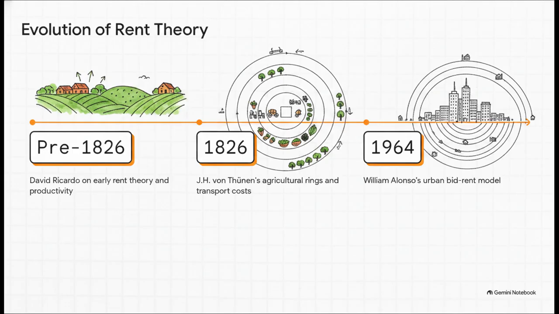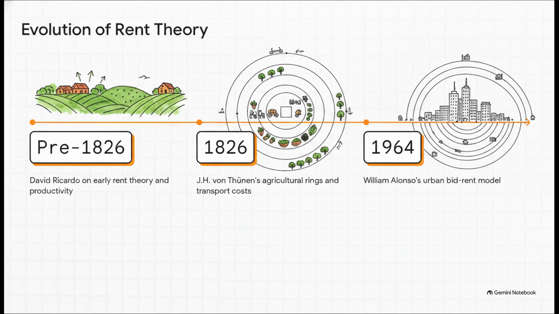We've got to start with David Ricardo. He was an early economic thinker who theorized that land rent was basically based on its productivity. Then, in 1826, J.H. von Thünen took this massive leap forward. He looked at a hypothetical, flat, isolated agricultural plain and realized something huge. Transport costs dictate land use, and this creates these concentric rings of farming around a central town.